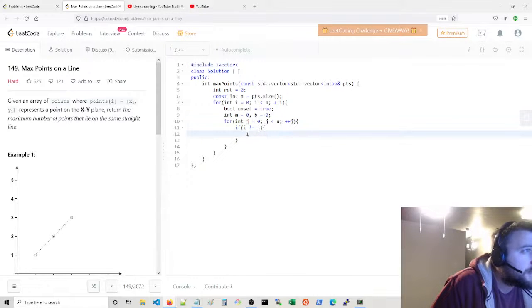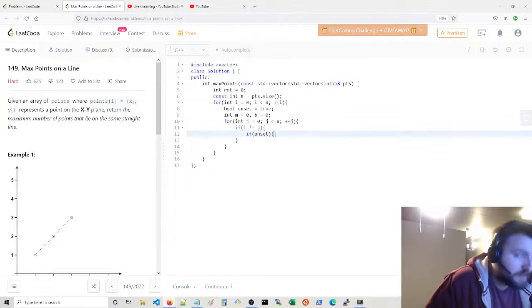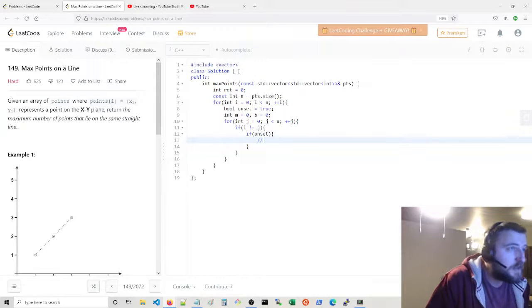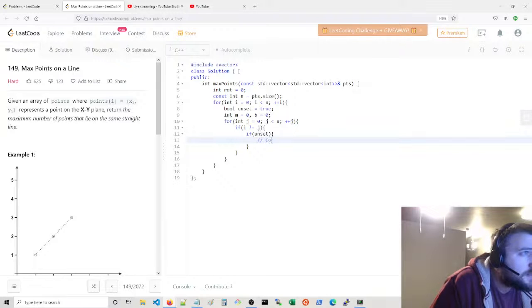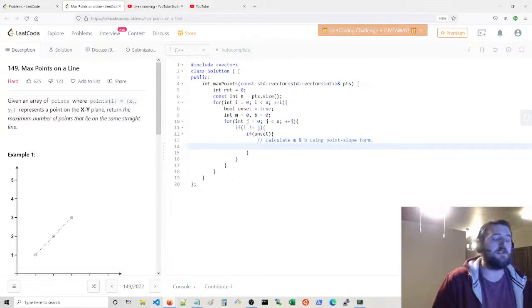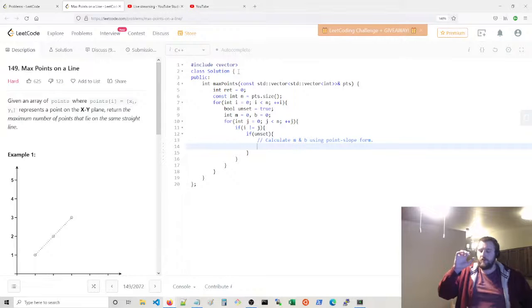If i is not equal to j, we say if unset, then we're going to calculate m and b using point slope form. So the way you do that is you take a point and you say y minus y sub 0 is equal to m times x minus x sub 0. So m is going to be delta y over delta x.